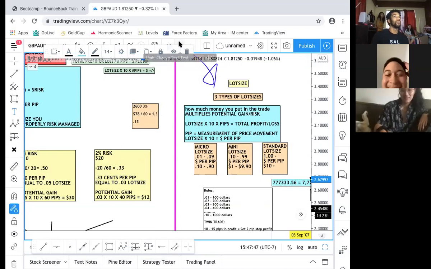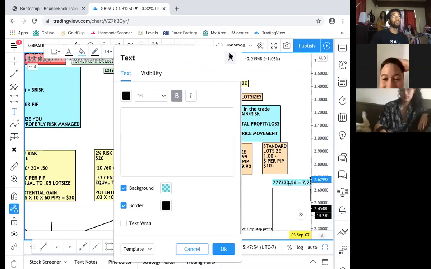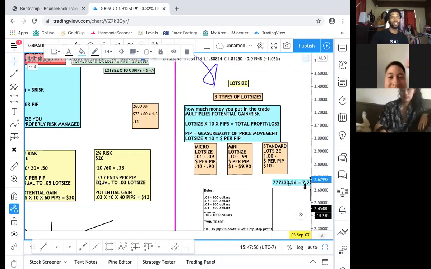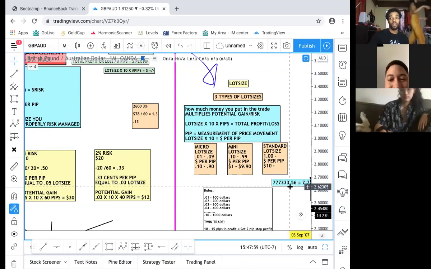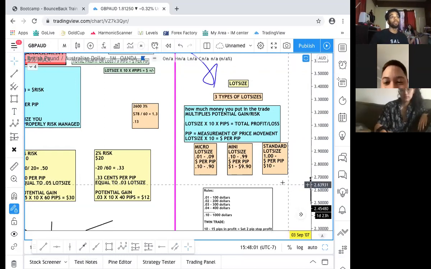But yeah, so that's lot sizes. That was just to show you how much we can make, have some fun with it.